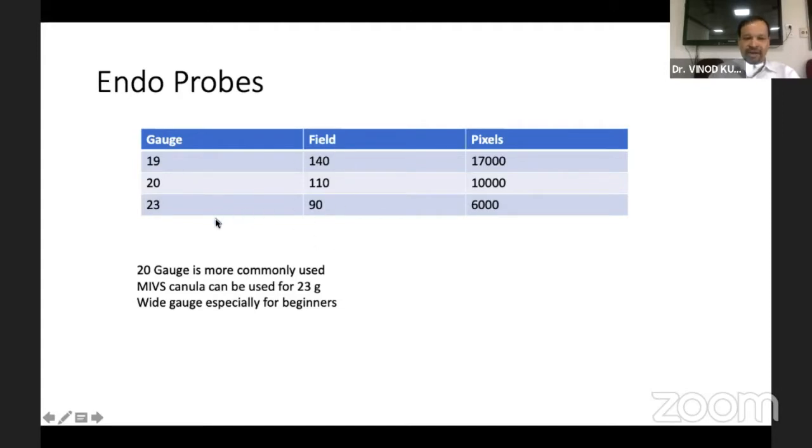The field which is provided is maximum in the wider bore, the 19 gauge, while it is the minimum in 23 gauge, and also the number of pixels is higher with the wider bore gauges. Now 20 gauge is the most commonly used as it gives adequate visualization, as well as we don't have to enlarge the port. Usually I use the MIVS cannula when I'm using a 23 gauge port, and I think the wider the bore, the easier it is for beginners to do the endoscopy.